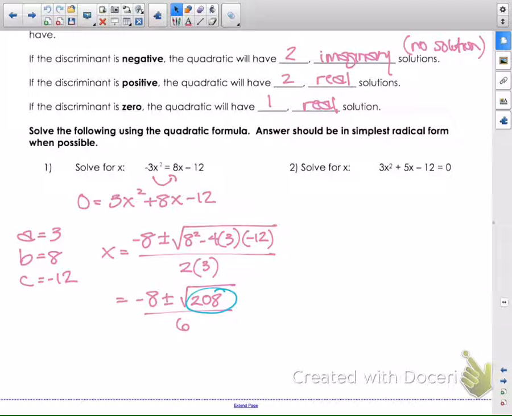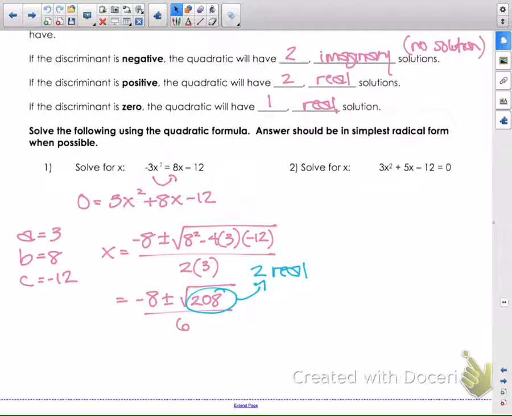This 208 is a positive number. It tells me the number and type of solutions. So if it's a positive number, it tells me this quadratic is going to have how many solutions? 2 real solutions. Okay? Doesn't mean that they're going to be nice numbers. It doesn't mean that they're not going to be square roots. It just means I get 2 answers for this. That's it.